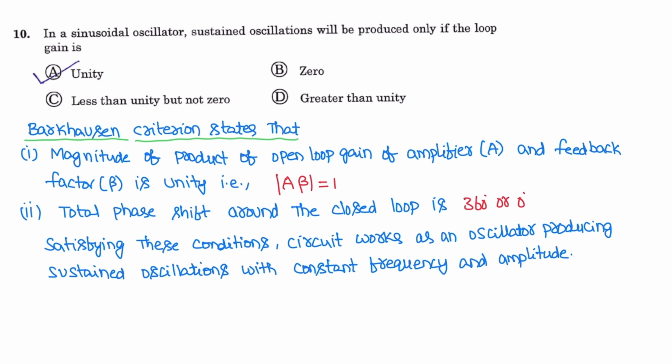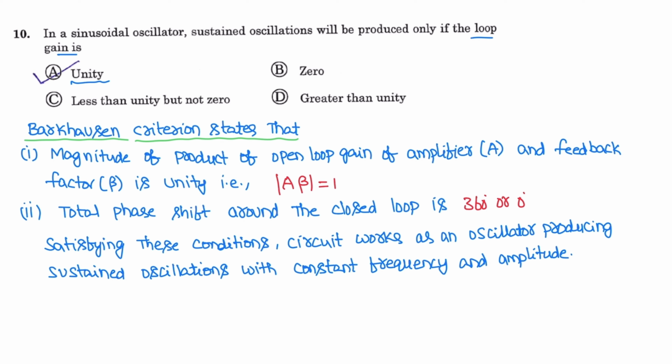And one more condition is the total phase shift around the closed loop is 360 degrees or 0 degrees. Satisfying these two Barkhausen criteria, the circuit will work as an oscillator producing sinusoidal, sustained oscillations with constant frequency and amplitude. So correct option is A. The magnitude of loop gain A beta should be equal to 1, that is unity.